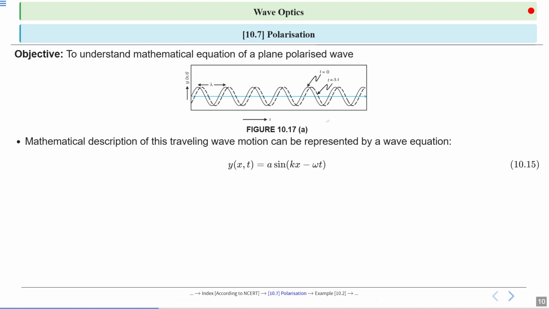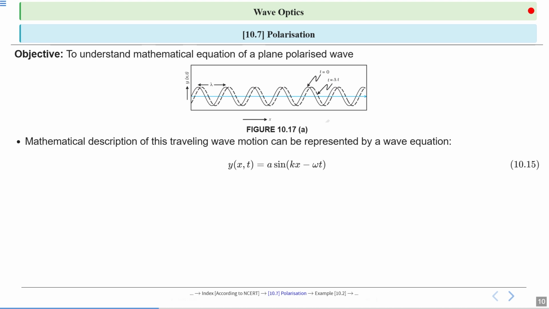So here is the wave equation. y(x,t) means the displacement of the wave is a function of position and time. x means position and t means time. So displacement is both a function of position and time. Displacement at any time t is represented by the x position.